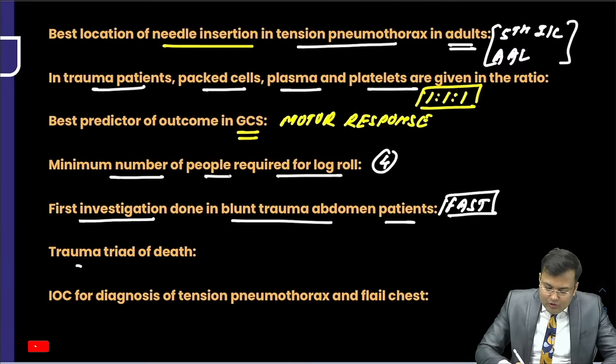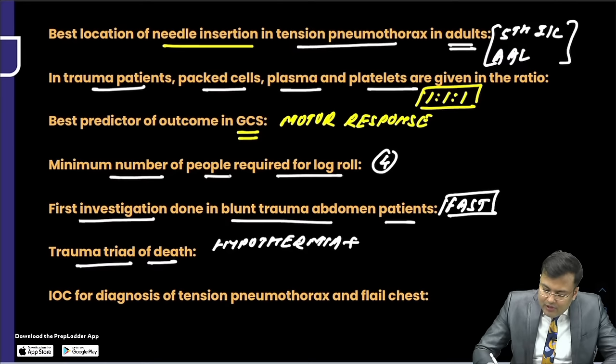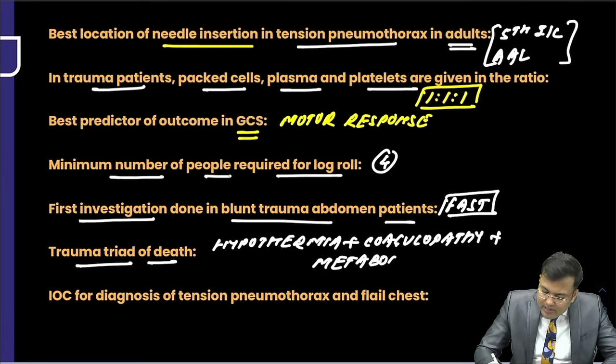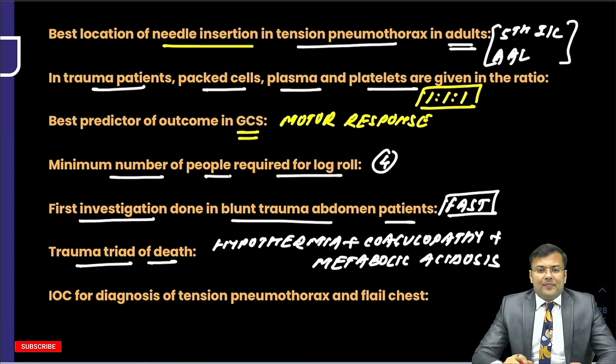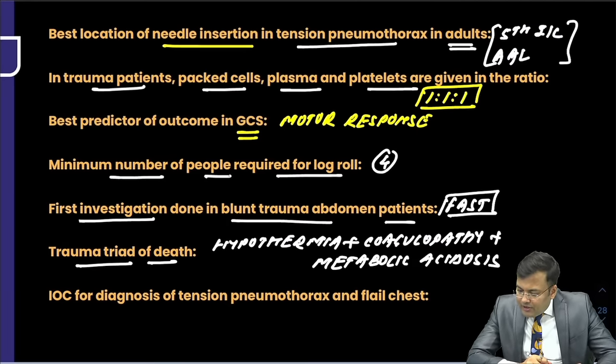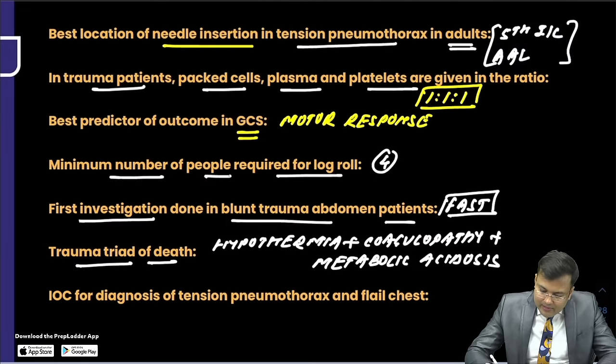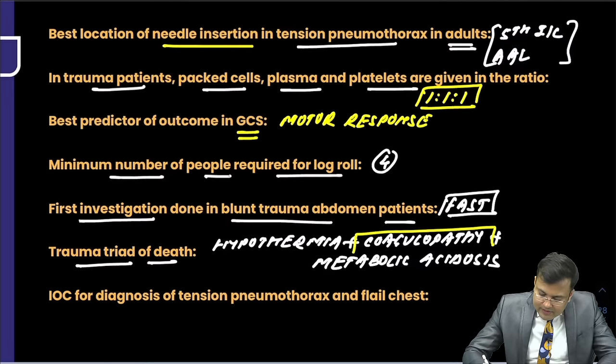Now, trauma triad of death, what are the components? Hypothermia plus coagulopathy plus metabolic acidosis. Now you tell me, guys, out of these three, what is the most common cause of death in trauma? Hypothermia, coagulopathy, metabolic acidosis. Which one is the most common cause of death? Yes, Rahil Patil. All of you are correct. It is coagulopathy, the most common cause of death out of these three.